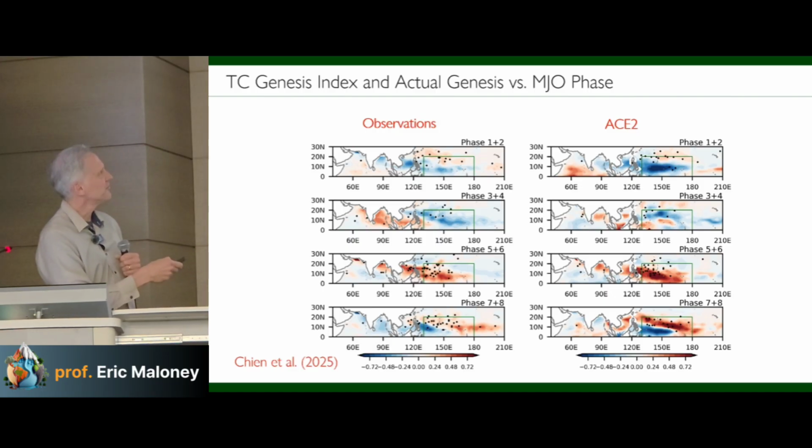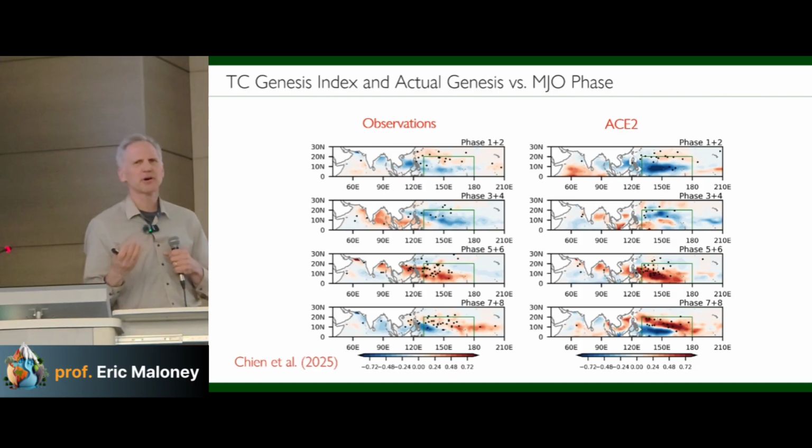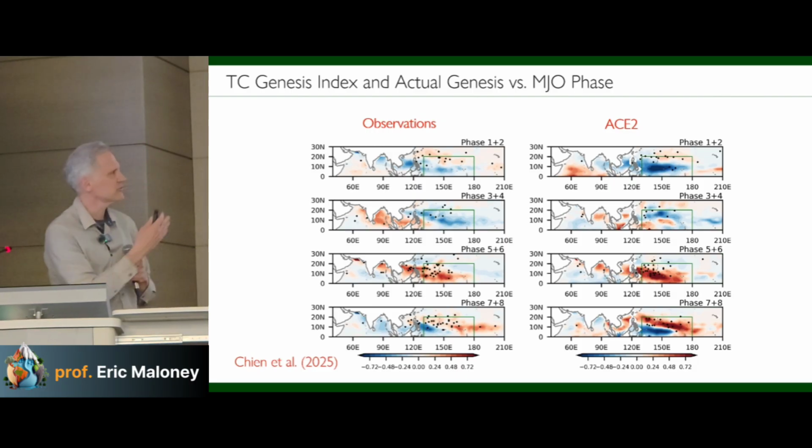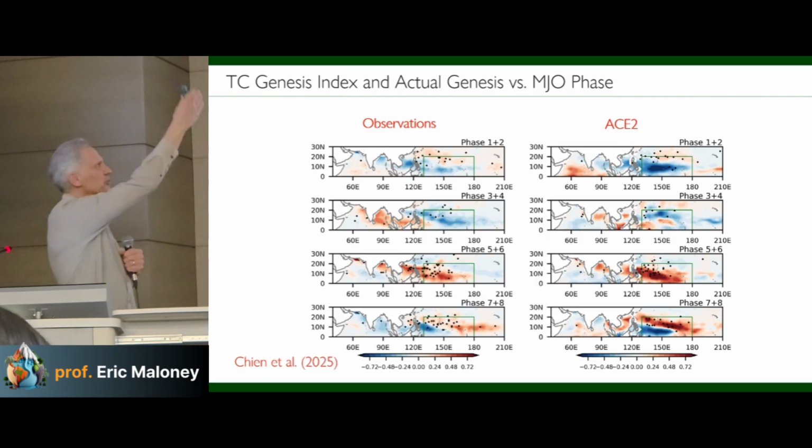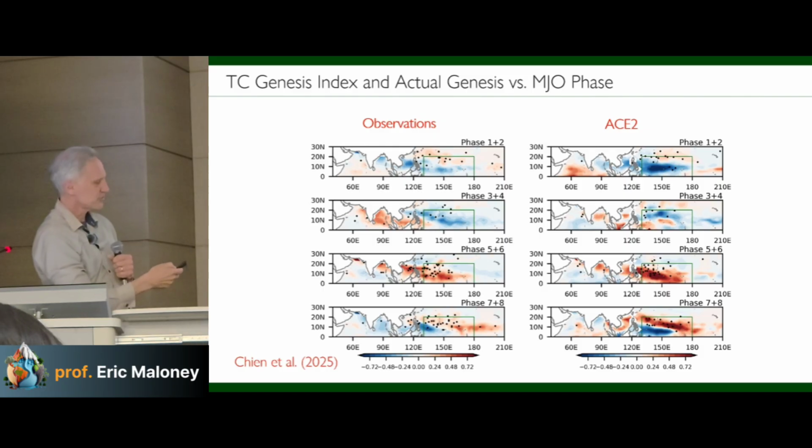This is a snapshot of multiple phases of the Madden-Julian oscillation from observations here. You could think about the colors as being precipitation, but technically this is the genesis potential index that I talked about before. You can see the MJO marching eastward with time as you go down in this plot. Also shown on here are tropical cyclone genesis locations.